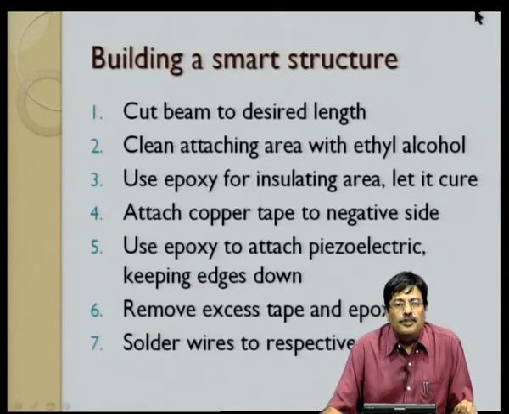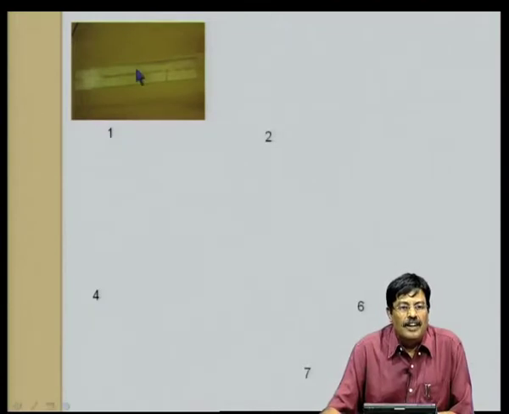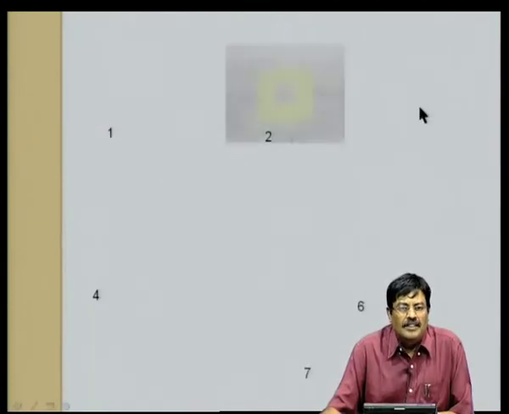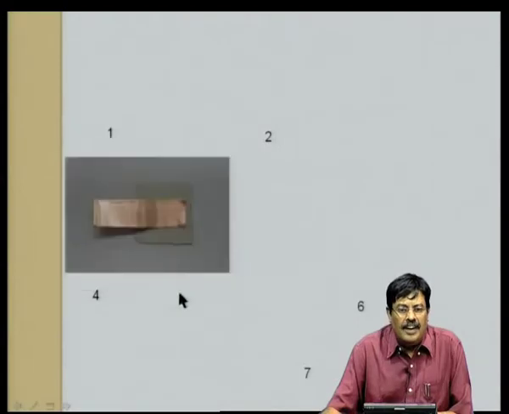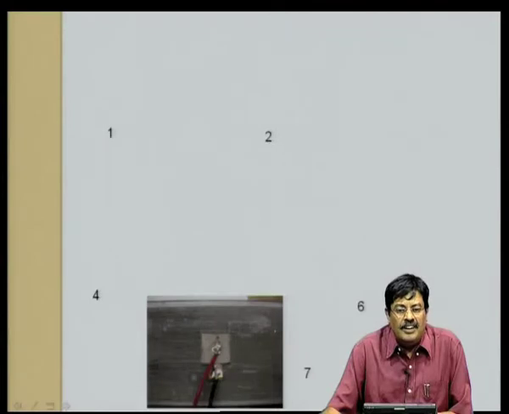In order to demonstrate this pictorially, we show this here. This is a beam that we have cut to the approximate or desired length. Then we have isolated the region where we need to attach this piezoelectric patch. We have coated with epoxy in this region, so that the impurities are removed. Then we attach the copper tape on the back side of where we need to attach the patches, making it more conductive. Then we fix the patch using epoxy, form it down, remove the excessive tape around this, and finally the patch is fixed here and we solder the tape.